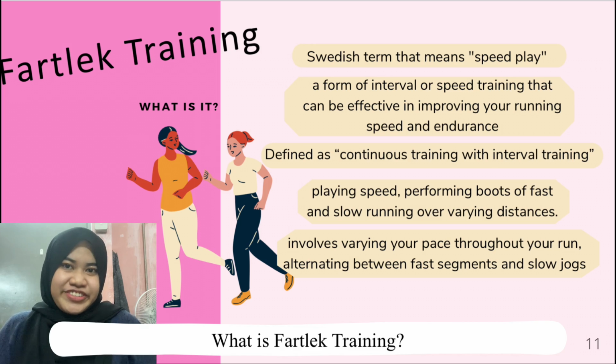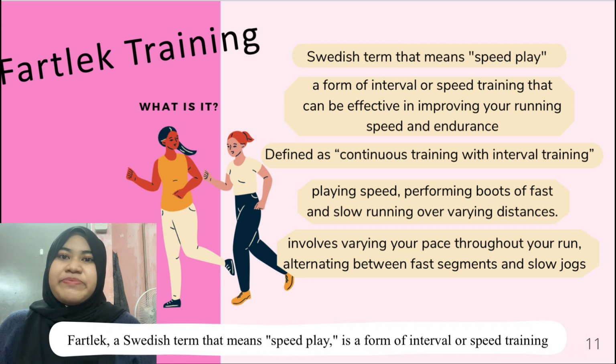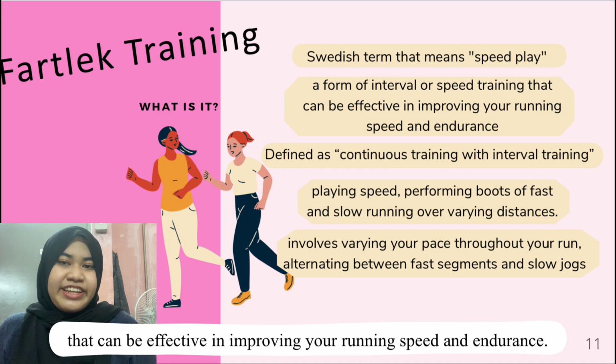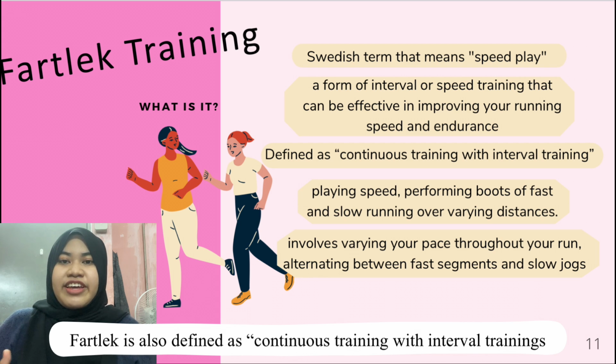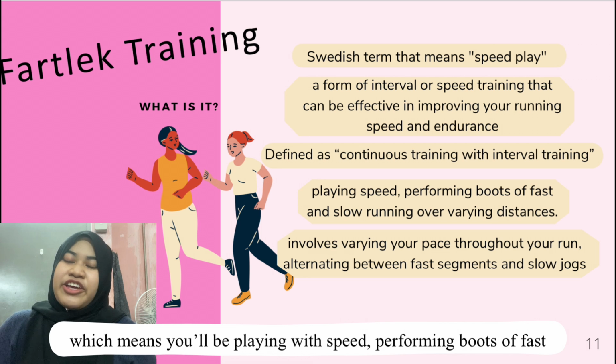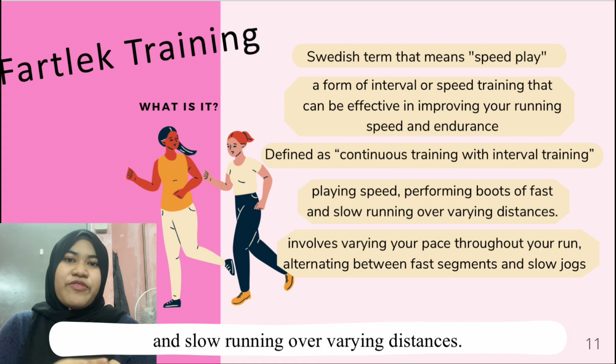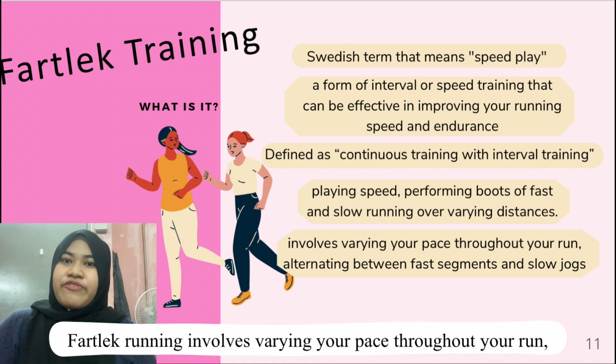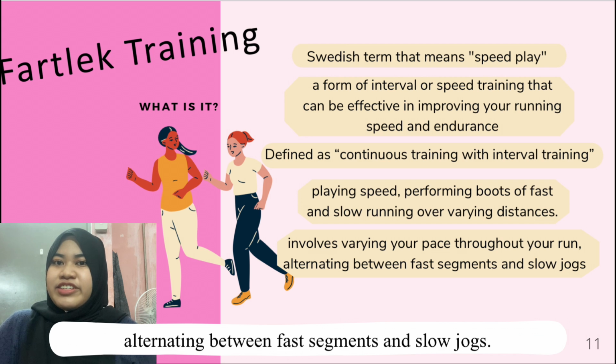What is fartlek training? Fartlek, a Swedish term that means speed play, is a form of interval or speed training that can be effective in improving your running speed and endurance. Fartlek is also defined as continuous training with interval training, which means you will be playing with speed, performing bouts of fast and slow running over varying distances. Fartlek running involves varying your pace throughout your run, alternating between fast segments and slow jogs.